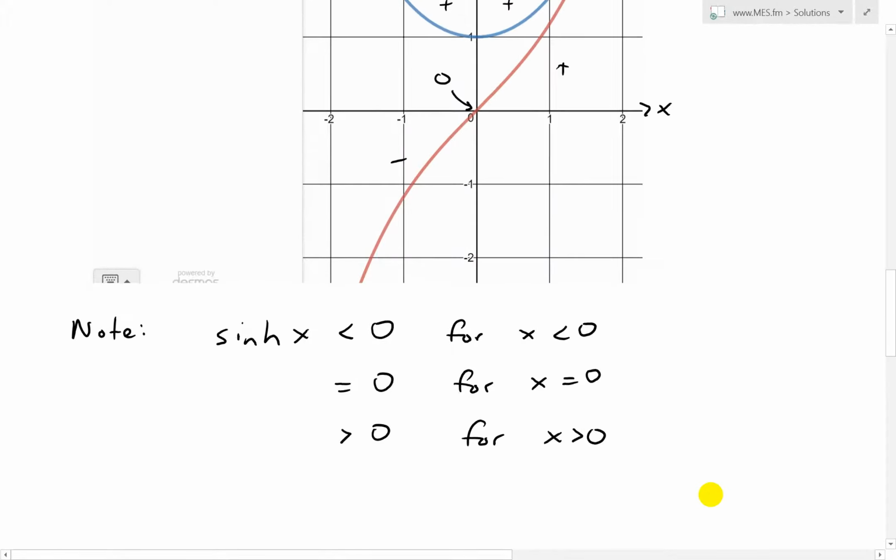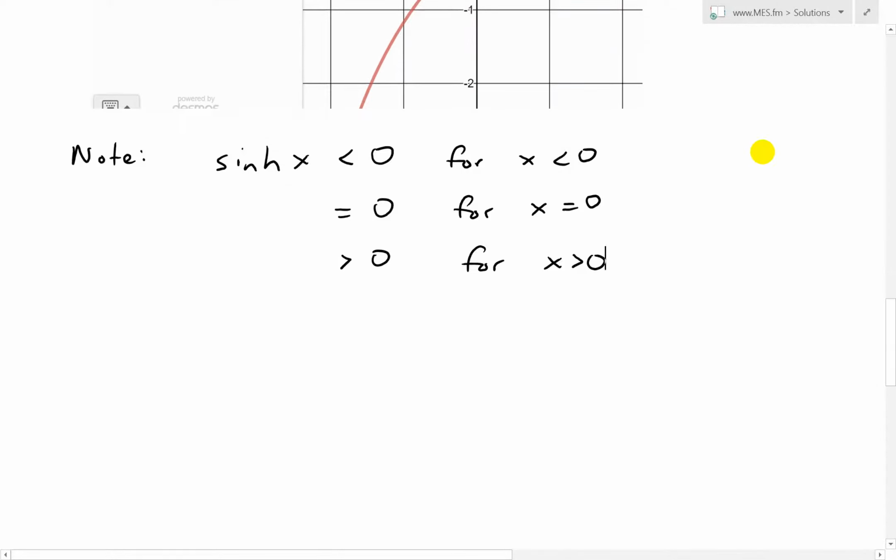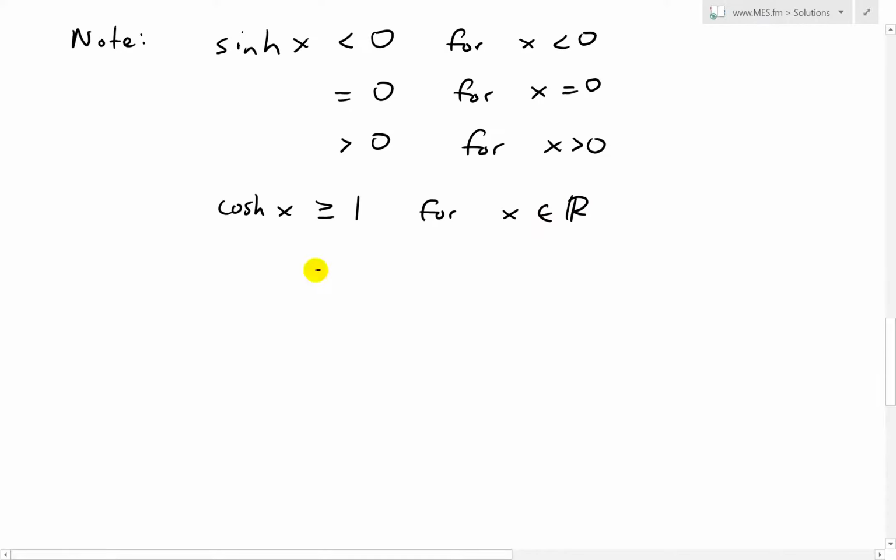Also what we have is the cosh one. I'll write cosh x is greater than or equal to 1, for x an element of all real numbers. So x could be any real number, and it equals 1 for x equals 0.